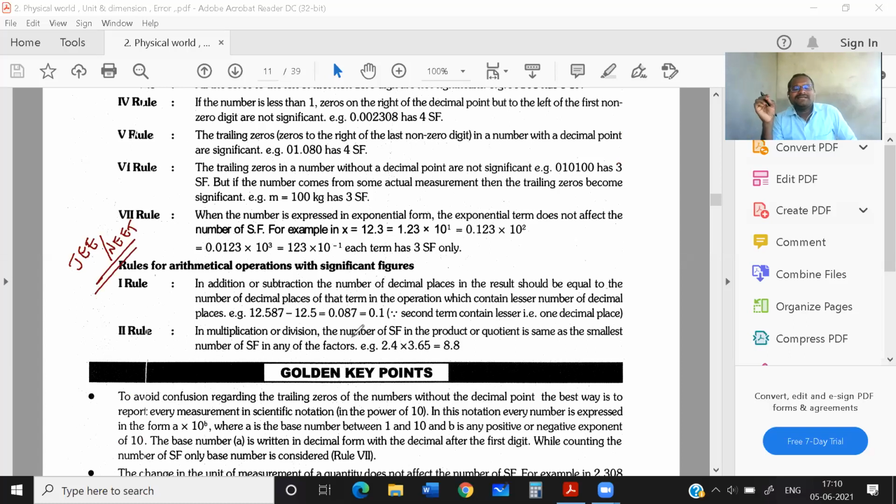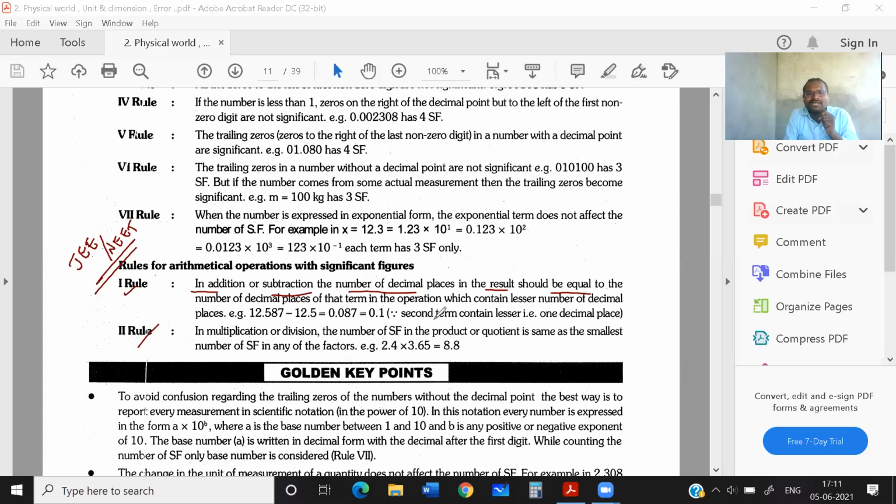Integer type questions they will ask you in JEE. So there it will be useful, or sometimes options will be 0.1, 0.11, like that options will be there. Which option is to be correct? That can be decided by these two rules. Listen carefully. When doing addition or subtraction, how many decimal places should be there in the final result?